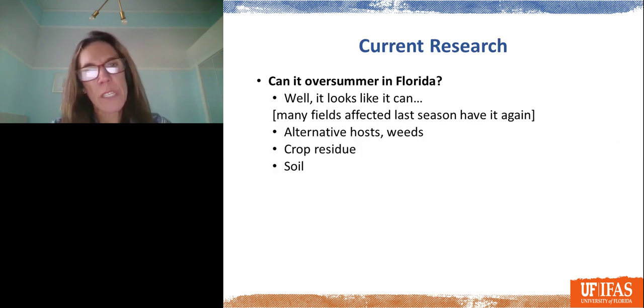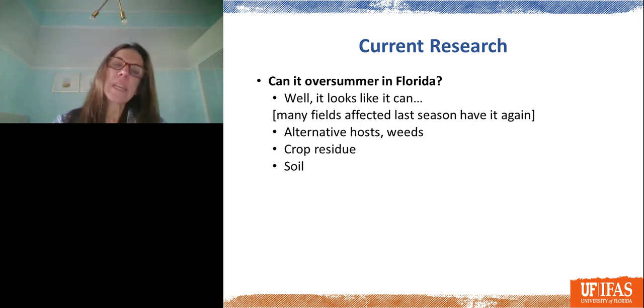As far as the current research that we have going on, one big question we had last year was whether the pathogen was going to be able to survive in between seasons in Florida. And from what we can see at the beginning of the season, unfortunately it looks like it can. It looks like that's exactly what happened, because we're seeing many of the fields that were affected last season have the disease again.